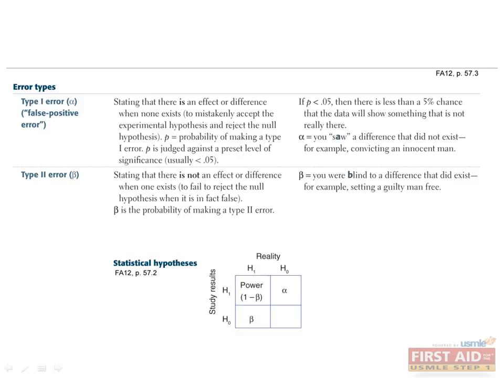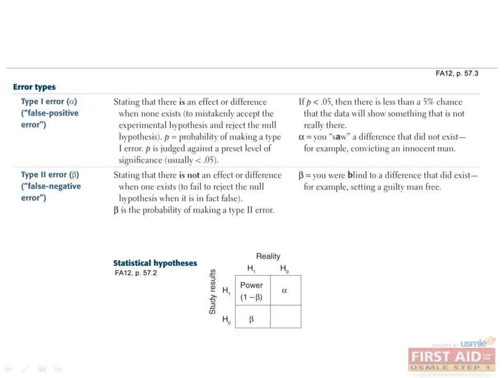Type 2 error is stating that there is not an effect or difference when one exists in reality. In other words, type 2 error occurs when you fail to reject the null hypothesis when in fact the null hypothesis is false. The probability of making a type 2 error is denoted by the Greek letter beta. Thinking about what we've already discussed, what is another way to describe type 2 error? Type 2 error is also the false negative error.